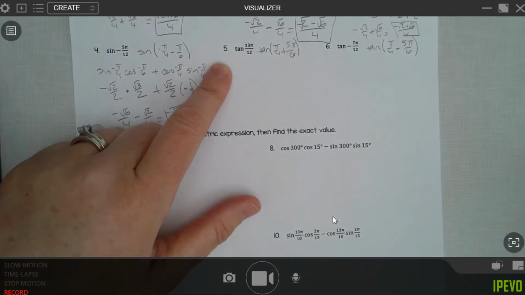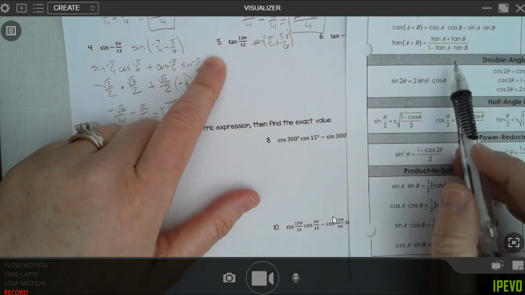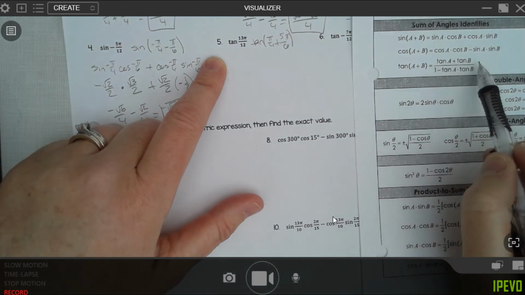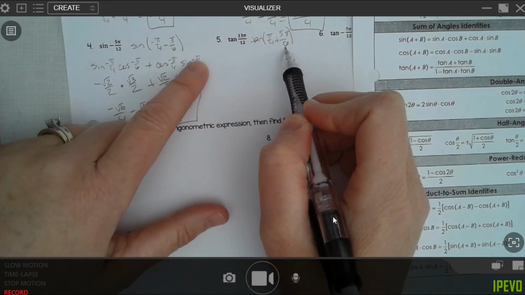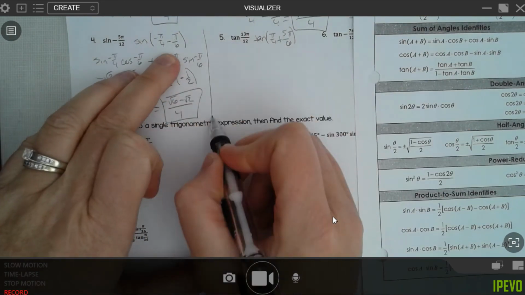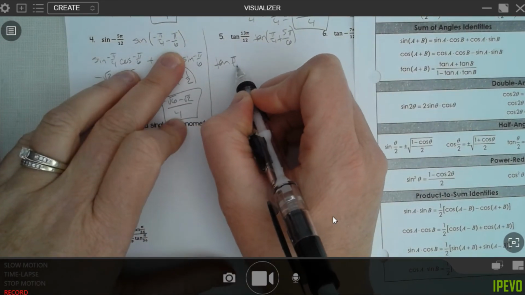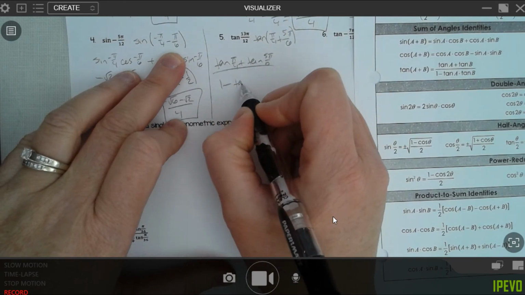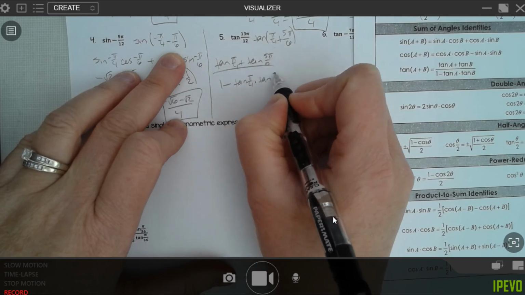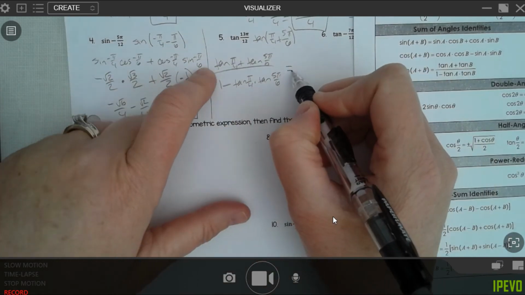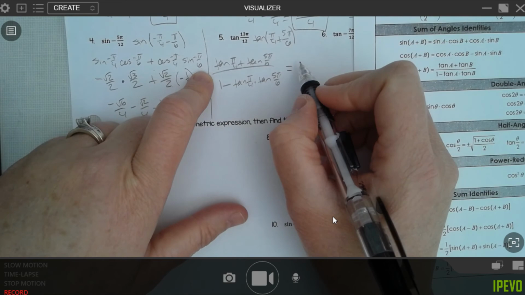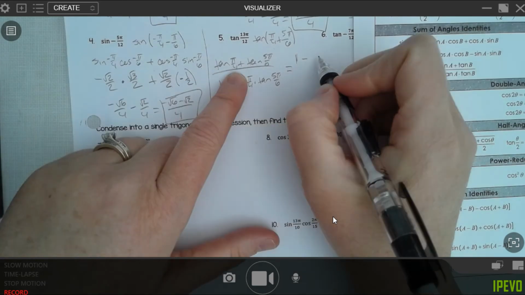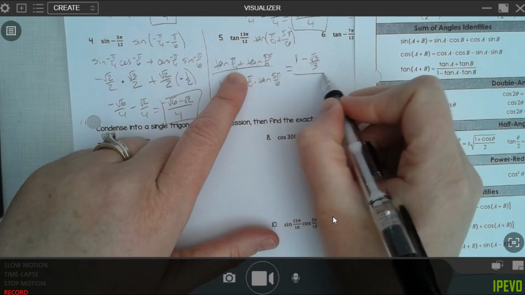So this right here, I'm going to be using my tangent formula, which is right here. Oops, pull down a bit. So tangent of A plus tangent of B over here. So your A is pi over 4 and your B is 5 pi over 6. So I'm going to put tangent A plus tangent of B, over 1 minus tan A times tangent B. So then tangent of pi over 4 is 1. And then this is a negative because tangent is negative at 5 pi over 6. So I'm going to put minus, and then that gives me radical 3 over 3, which is 1 over radical 3.